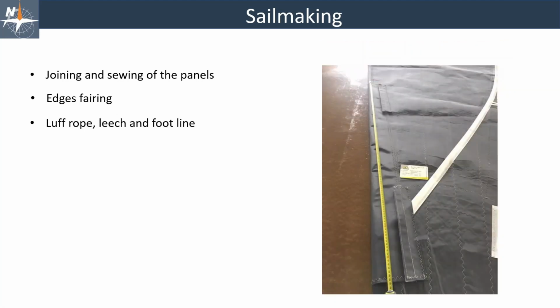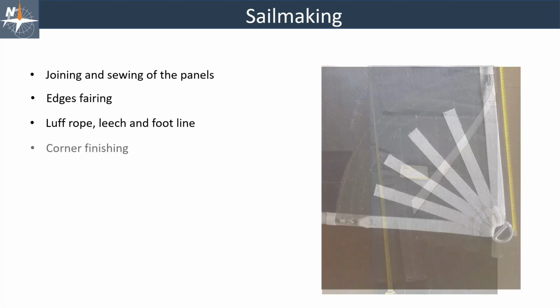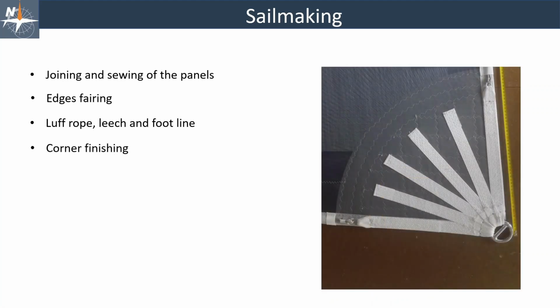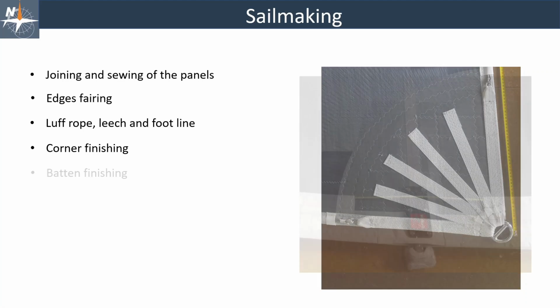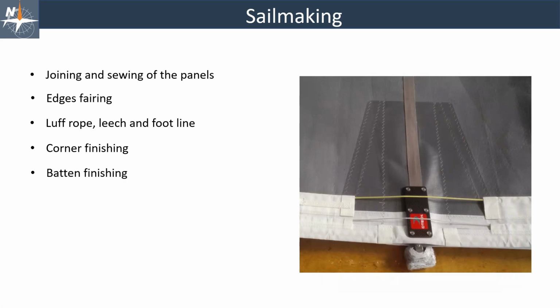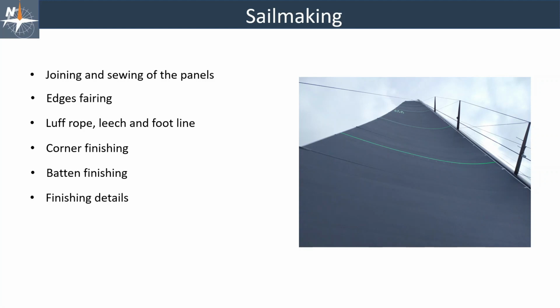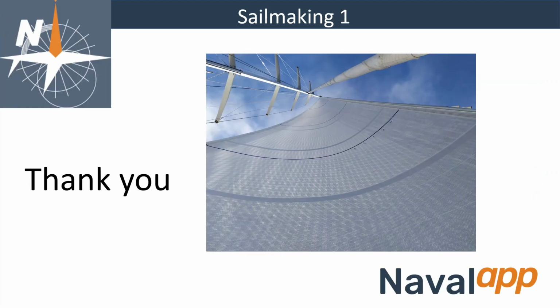Then we moved to the application of the luff rope and leech and foot line, and we moved our attention to all types of corner finishing of the sail, putting our focus on the fact that the type of finishing should always depend on the type of attachment on the rig. And to conclude, we looked at the types of bottom finishing, and we looked through some of the last finishing details that go into a sail.